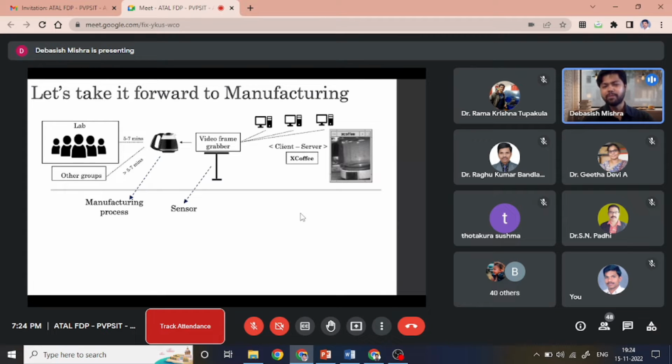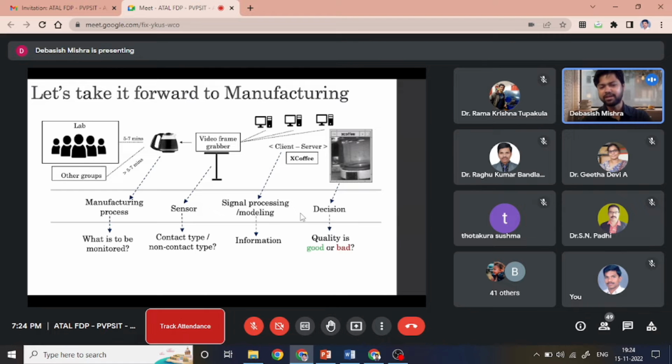The video frame grabber is the sensor. So we have the sensor now, which is looking at the manufacturing process. The client server program is the signal processing or the modeling, which is collecting the data and acting on the information. And finally, we have the application. The X Coffee application is our decision.